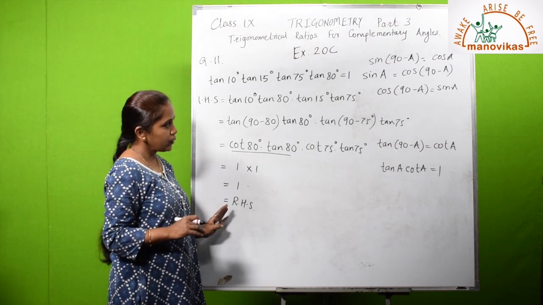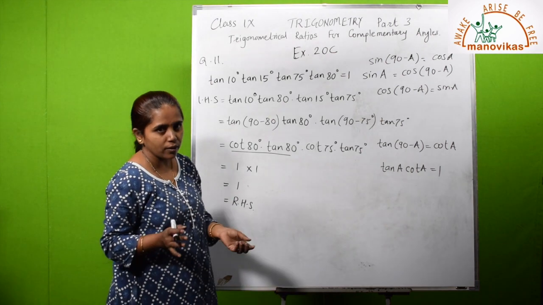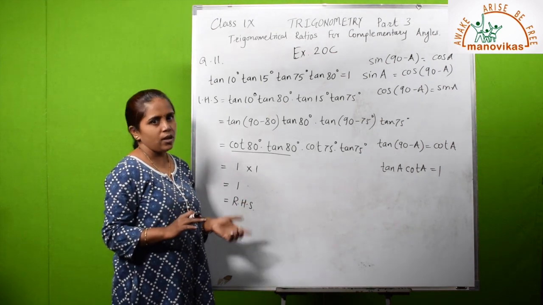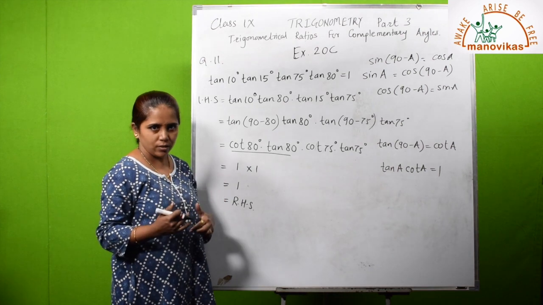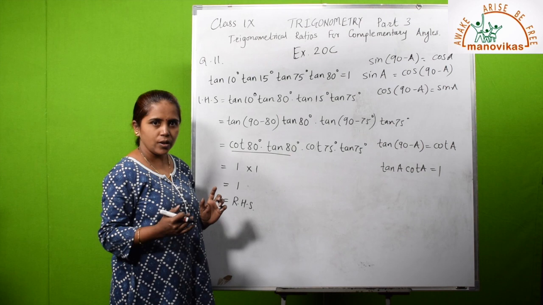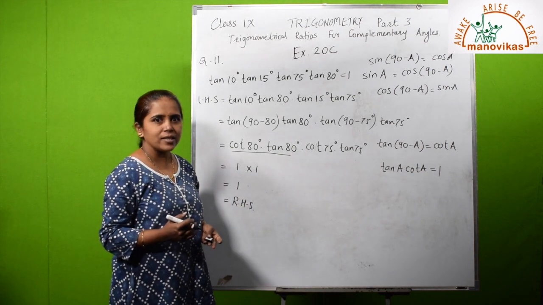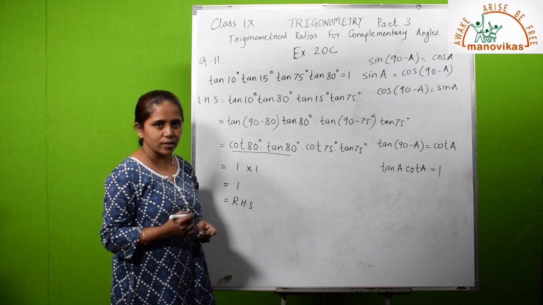Understood? So in the trigonometric ratios for complementary angles, there are two types of sums. One, evaluate the value of this, or prove that sums. Understood? Now you can solve exercise 20, see the remaining sums from this exercise.